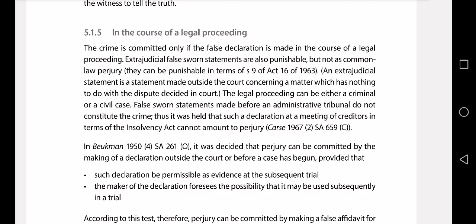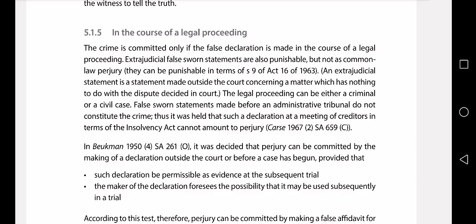Extrajudicial false sworn statements are also punishable, but not as common law perjury. They can be punishable in terms of Section 9 of Act 16 of 1963. An extrajudicial statement is a statement made outside the court concerning a matter which has nothing to do with the dispute decided in court. The legal proceedings can be either a criminal or a civil case.